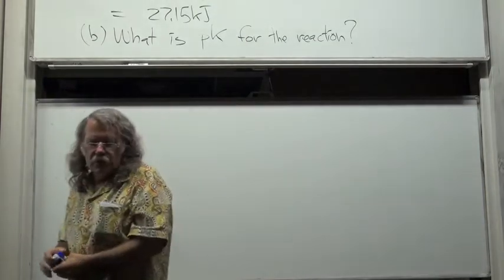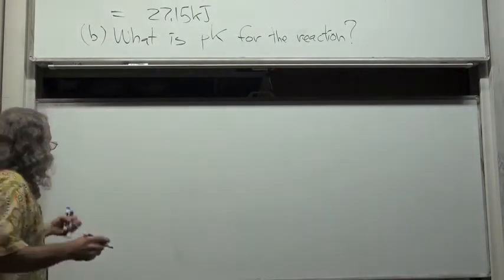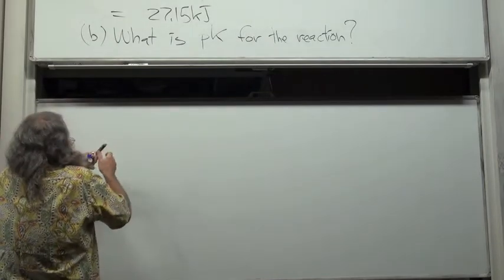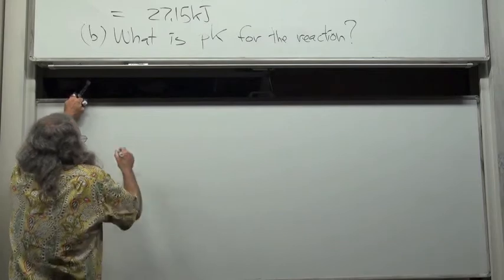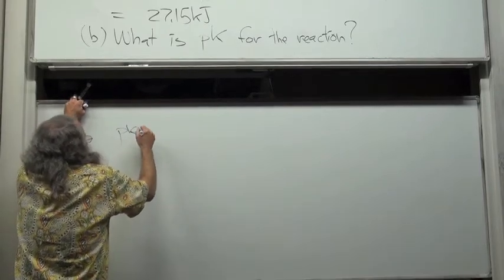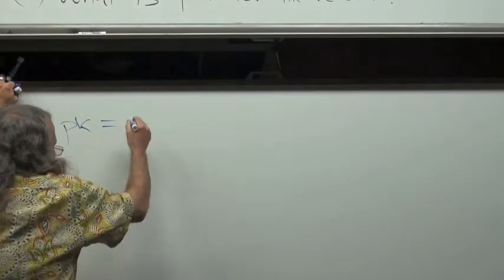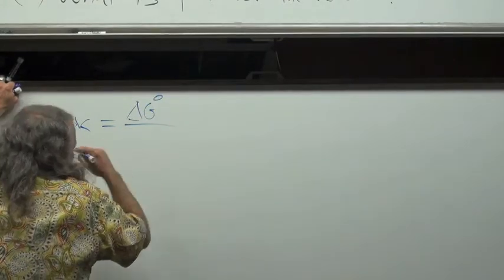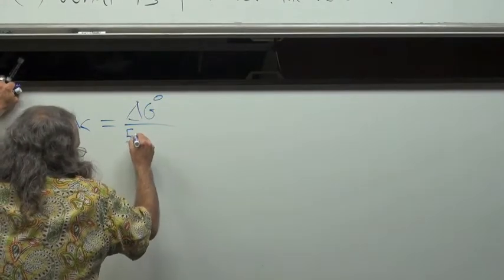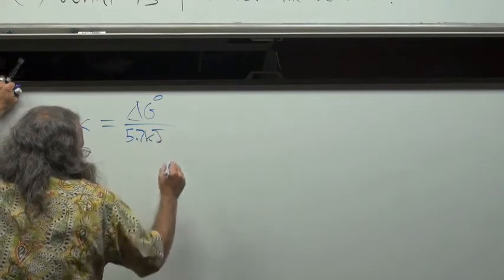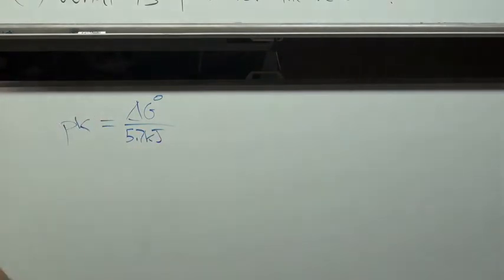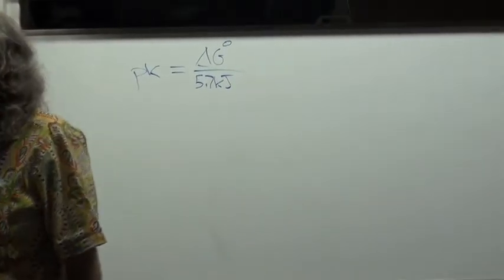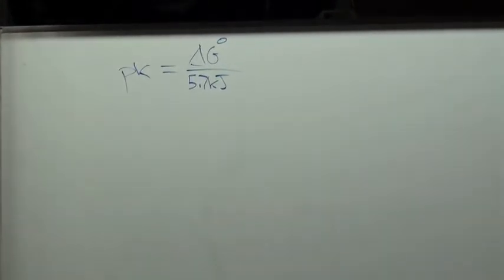And pK is going to be equal to, yeah. So the answer to that one, and I'll do it in blue, pK is going to be equal to delta G naught divided by 5.7 kilojoules. Is that a constant? Yeah, because delta G naught denotes standard conditions, which is 25 degrees Celsius.